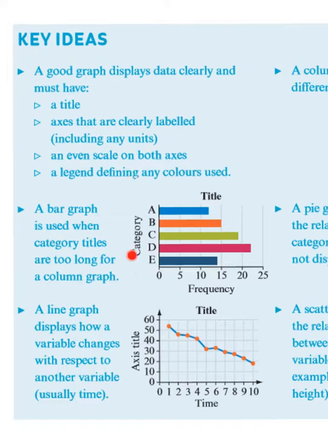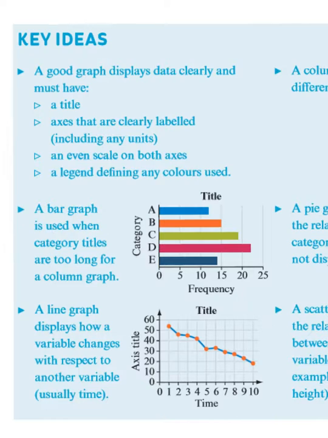Including units. So if it's in hours or minutes, or if it's in centimeters, you need to say that. And even scale on both axes. So this has got 5. What it means is that between here it's even all the way, and between here it's even. So don't have big gaps between them. A legend defining any colors used. So if you've used colors, you need to tell me what red means, what blue means, whatever.